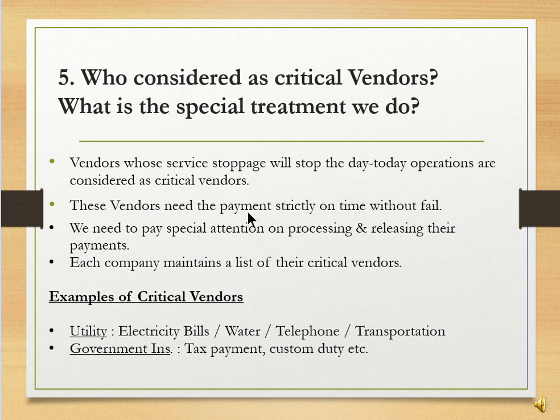So for these vendors, the payment should be made on time without fail, and we need to pay special attention on processing and releasing their payment, and each company maintains a list of their own critical vendors. Examples of such critical vendors, as I said, electricity, water, telephone, transportation, and especially government invoices like tax payment, duty payment, all that are called critical.